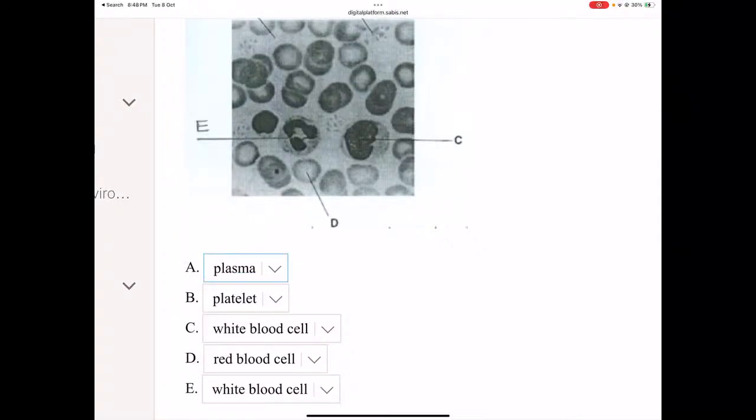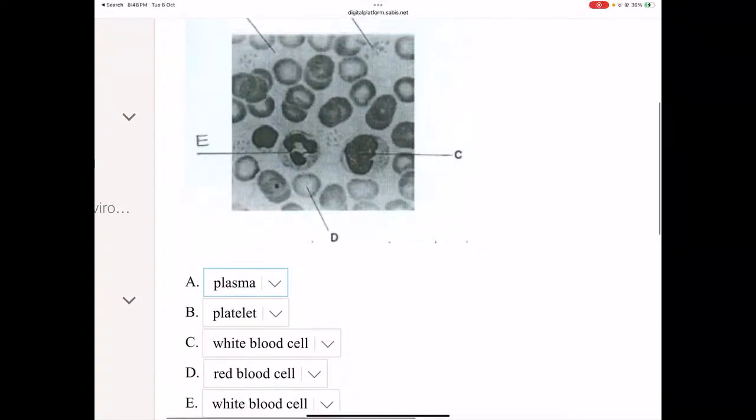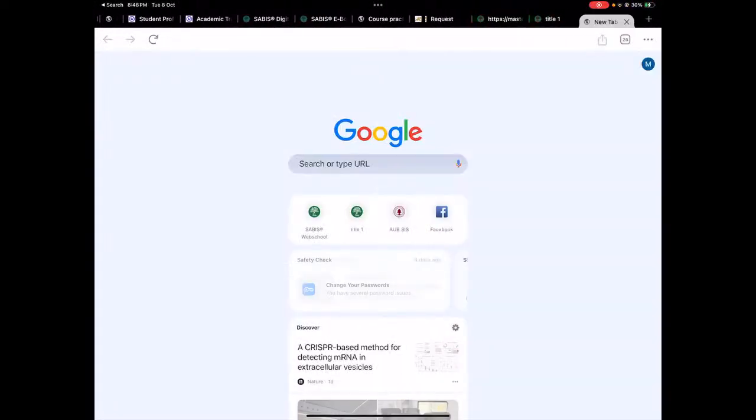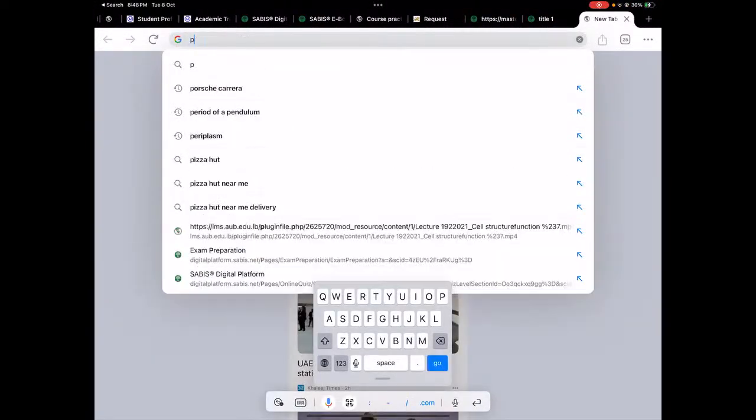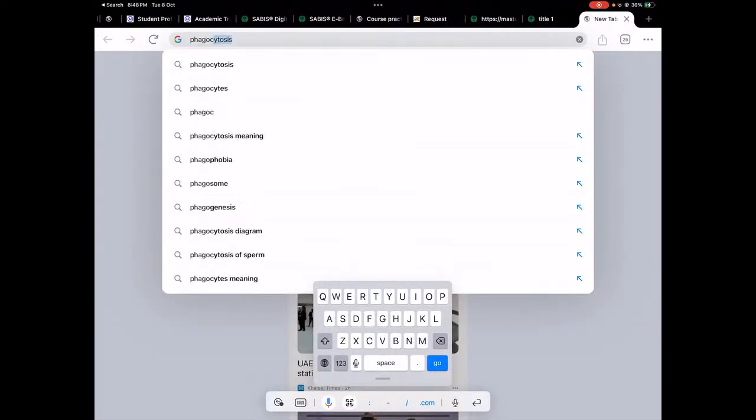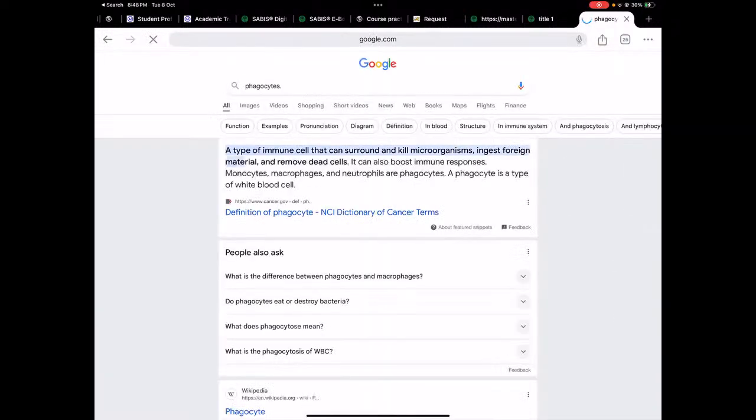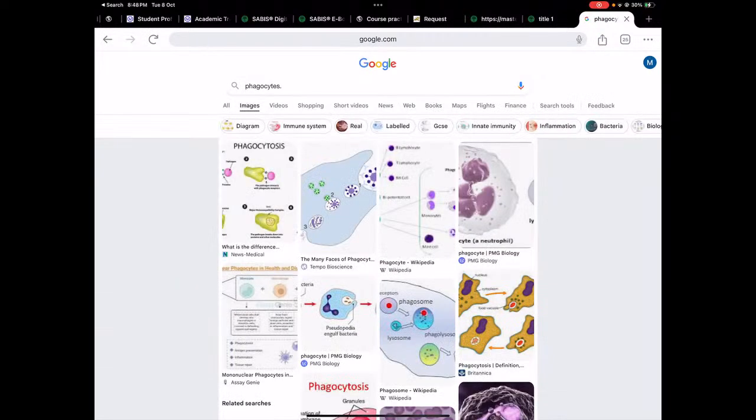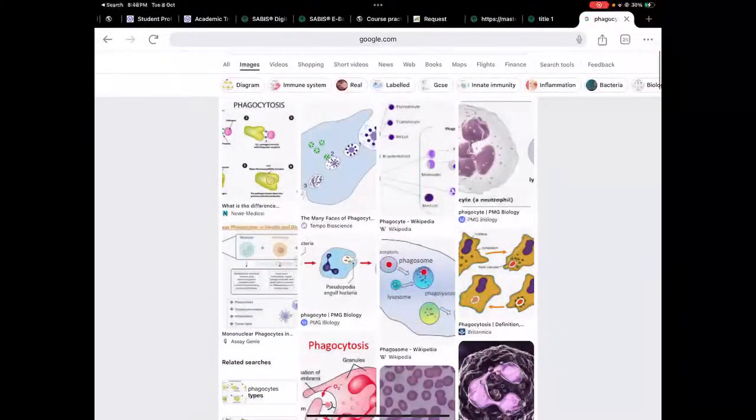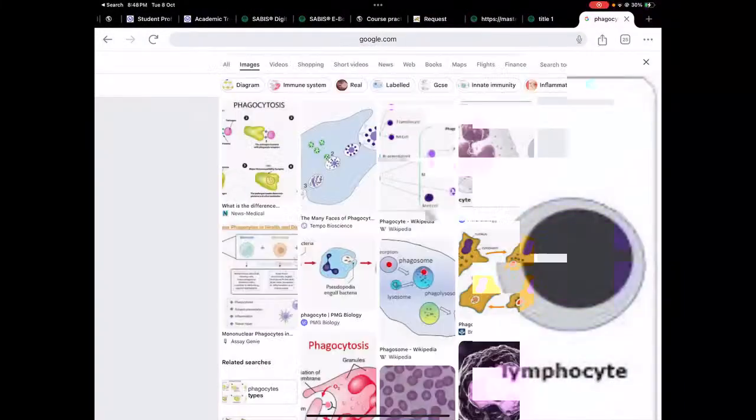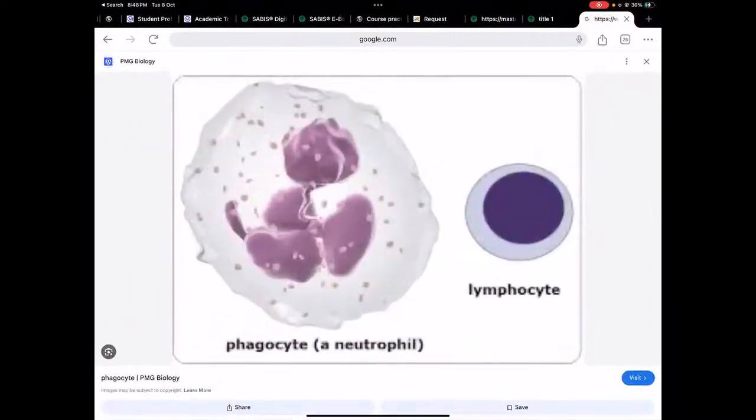Okay, don't worry. C, a phagocyte. I can show you what a phagocyte is. Look. Phagocytes, okay? I can show you. Phagocytes are usually large. Okay, this is a phagocyte. Okay?